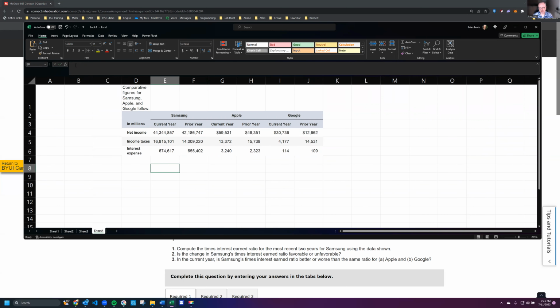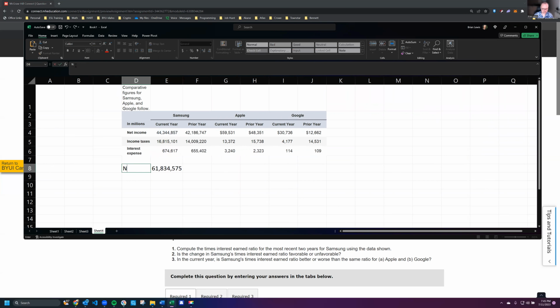But if I take this, my numerator is going to be net income plus income taxes plus interest expense. This is my numerator. Call this EBIT, just earnings before interest and taxes. It's not EBITDA, just EBIT. And then we have interest expense, right? That's going to be that number. And our times interest earned, let's call it TIE ratio for lack of a better word. Now we've got our numerator divided by our denominator, and bam, that should be it.